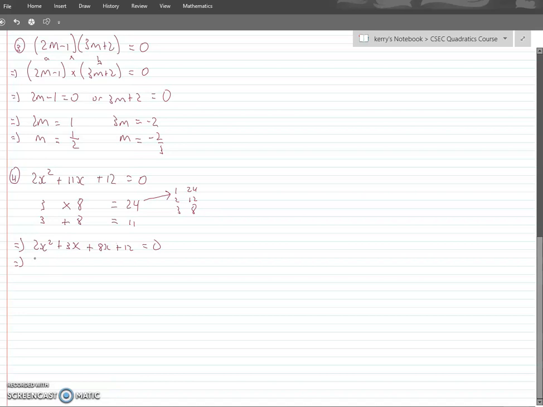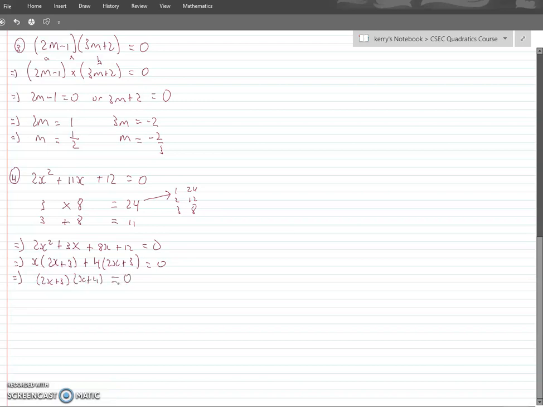Good? Now, you have x in common with these first two terms. So 2x squared divided by x is 2x, plus 3x divided by x is 3. What could divide both of them? 4. 8x divided by 4 is 2x. 12 divided by 4 is 3, is equal to 0. And now we factorize completely. So we could take out the common 2x plus 3. And what we are left with is the terms outside, x plus 4, is equal to 0.